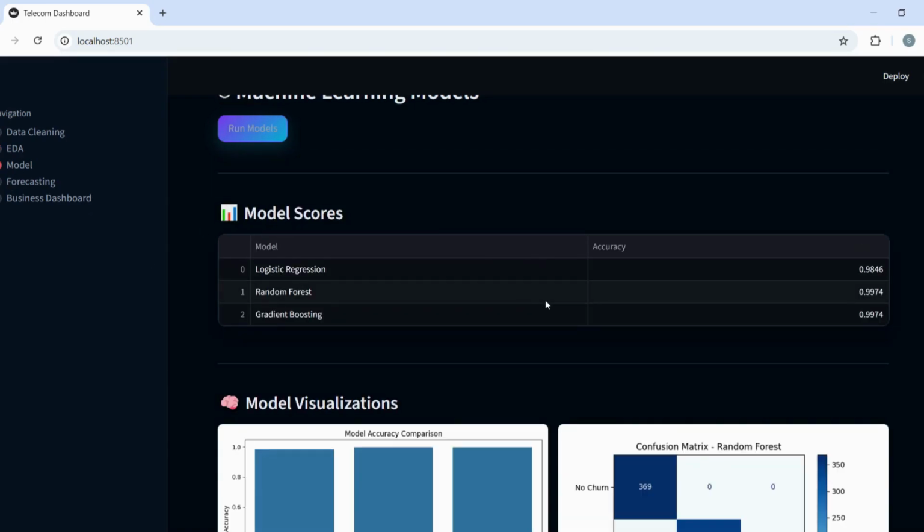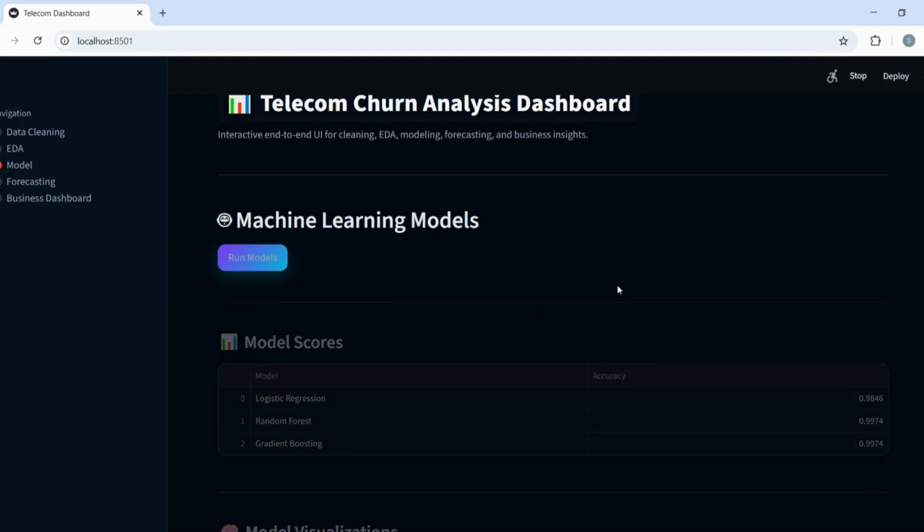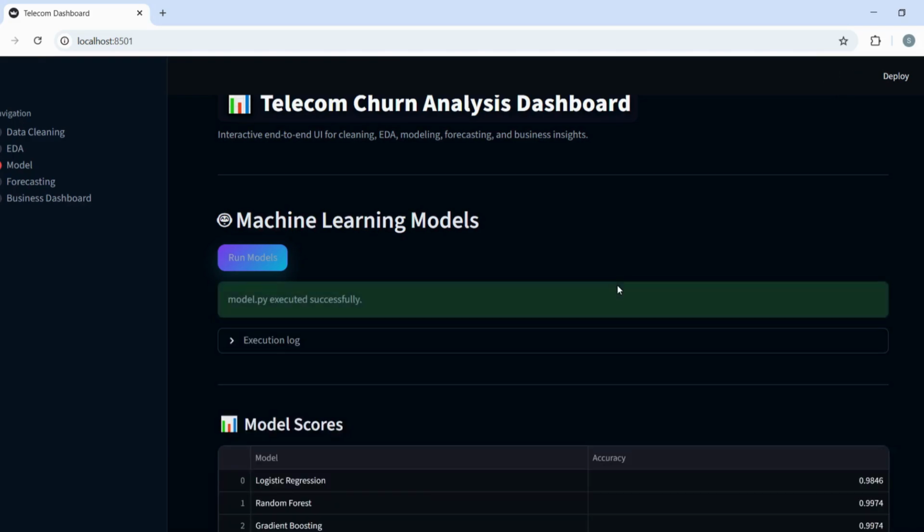Now let's look at the model. In this section, we train models to predict churn and evaluate performance using accuracy scores. We also display the model comparison charts and confusion matrix. This helps identify which model performs best in predicting churn.